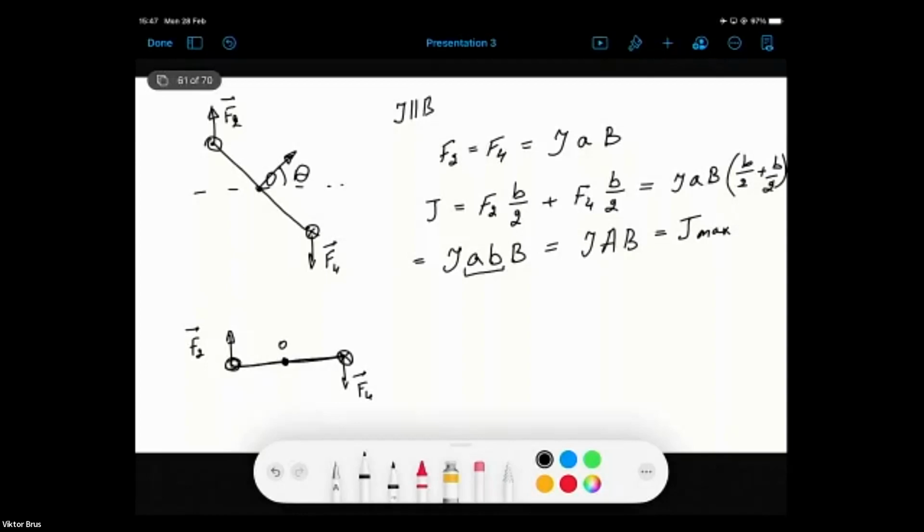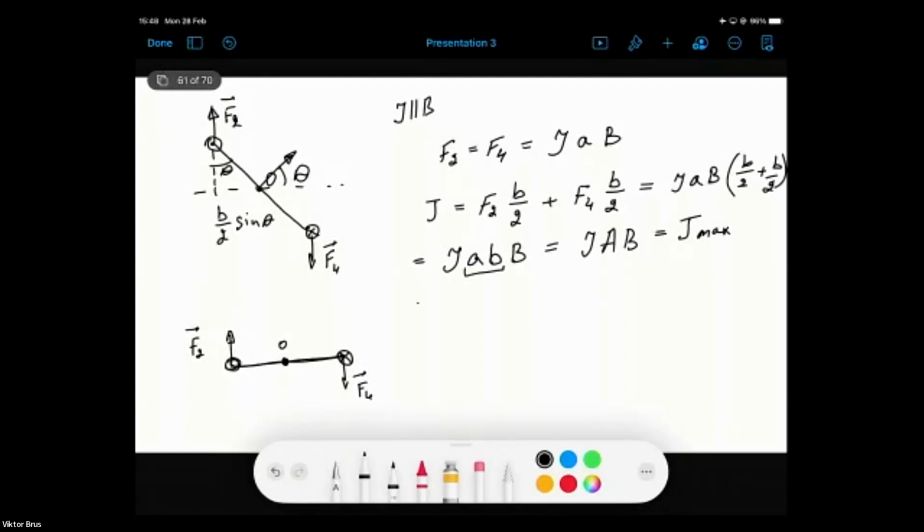So now the shoulder for this force F2 and the same for F4 will be, here is angle theta also, and the shoulder will be smaller because we have b over 2 times sine theta. So now the shoulder is reduced, and that's why we will end up with a smaller value of the torque.